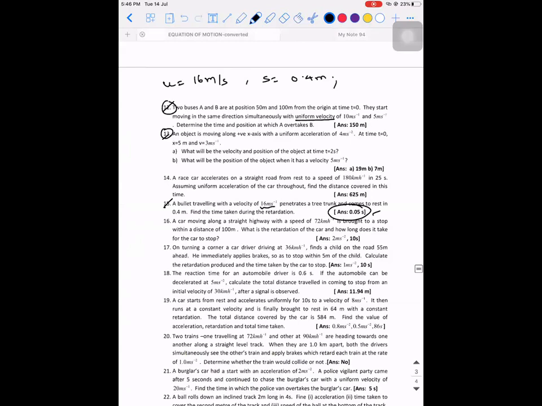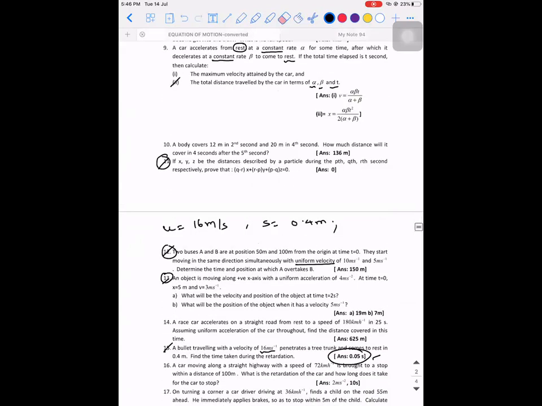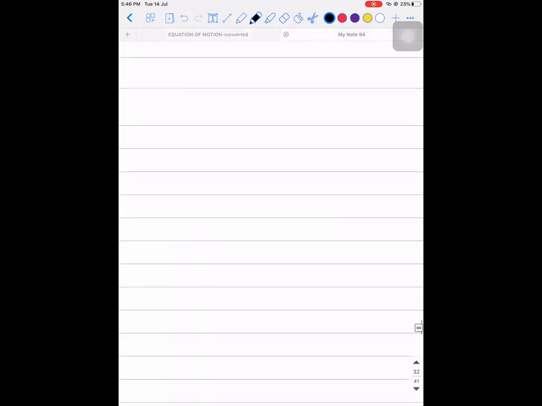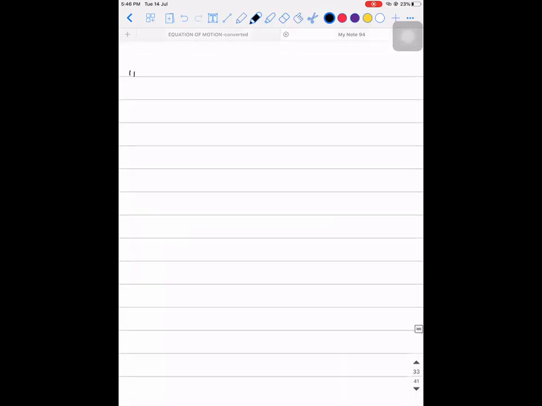Next. Let's try to do the 11th one. So what are they trying to say? If X, Y, Z be the distances described by the particle during the pth, qth and rth second respectively, prove that (Q minus R) into X plus (R minus P) into Y plus (P minus Q) into Z is equal to 0. Anyone who got the answer for this? Yes, sir.